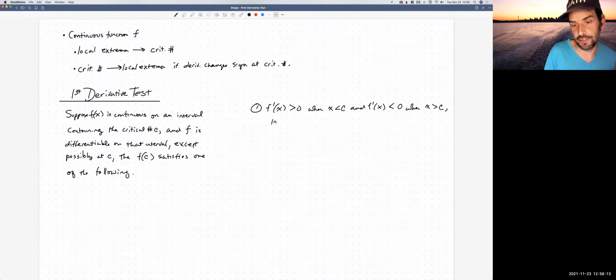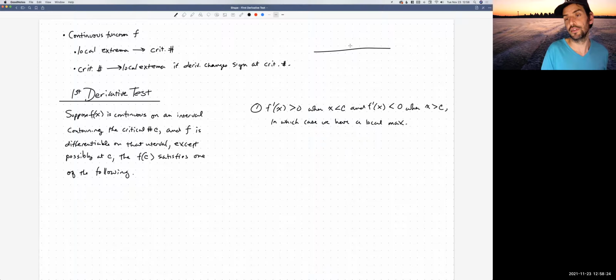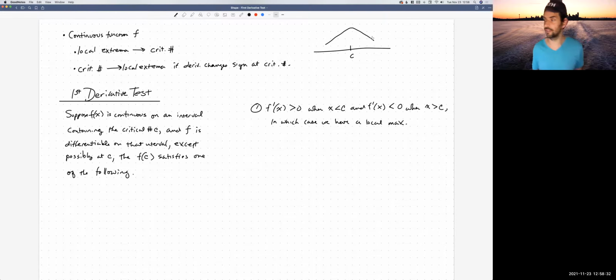In which case we have a local max, right? Because this means if the derivative is positive when we're below c, that means we're increasing. Negative on the other side, we're decreasing, so we have a local max.